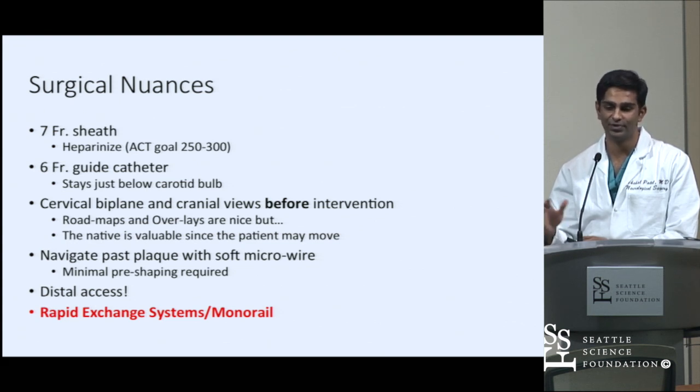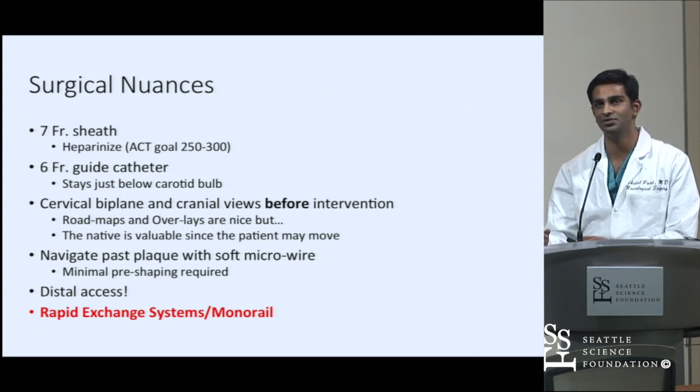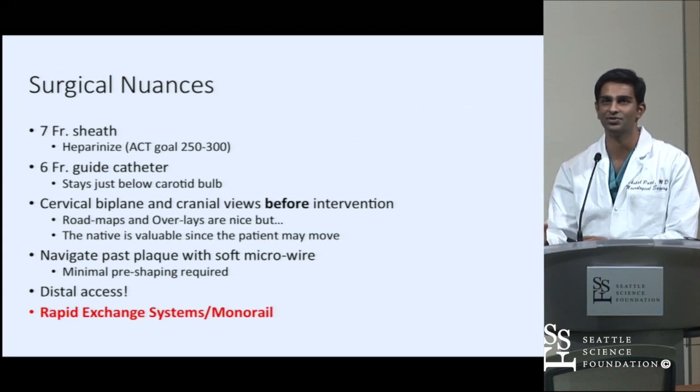And always, you'll play around with fluoro machines. There's different ways to map your way into the cerebral circulation, road maps, overlays. But for carotid artery surgery, because there's so much movement, usually in the neck, or if the patient's awake, you want to have some natural landmarks. Use the spine. Use buttons that may be on the surface of the skin or the gown to give you an idea where the plaque is in relation to everything else.